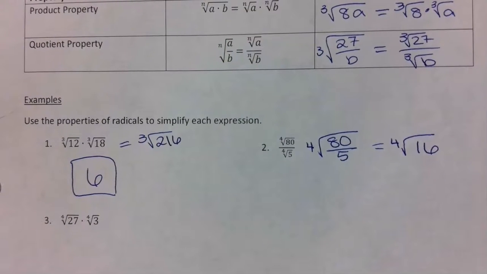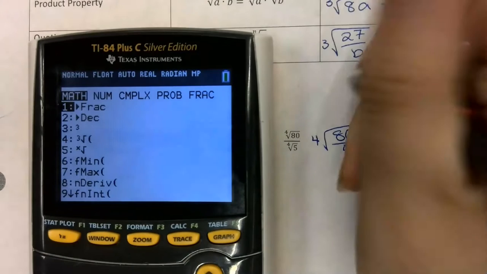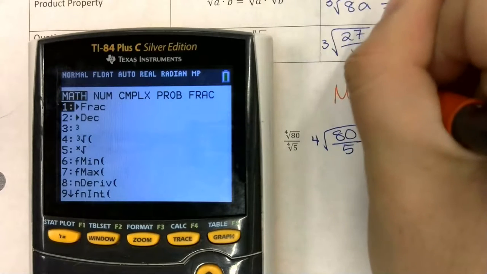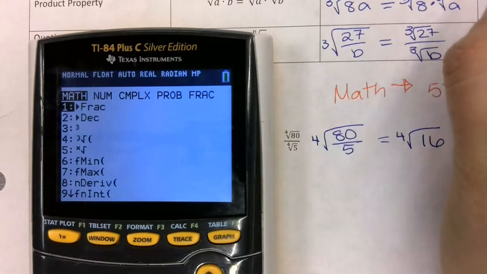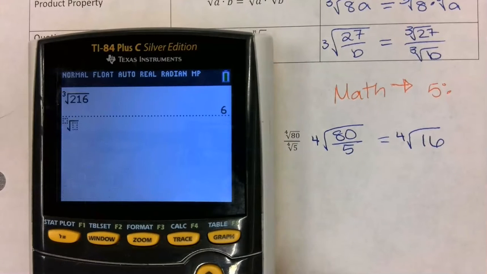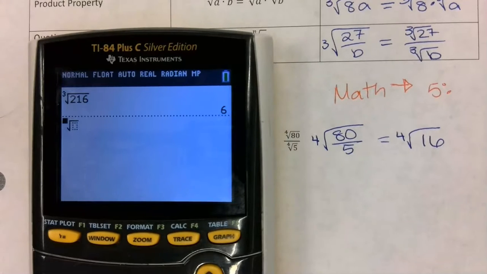Okay, how would I solve this one on the calculator? 4, 16. It's not a cube root, though. What choice would I pick for math? Yeah. So then when I go to 5, yes, it's 2. I type, where is my arrow? Okay, so I type the 4 up here and the 16 over here.